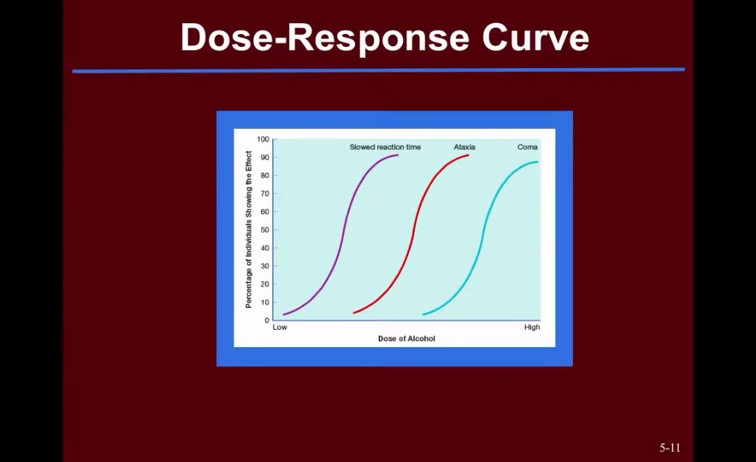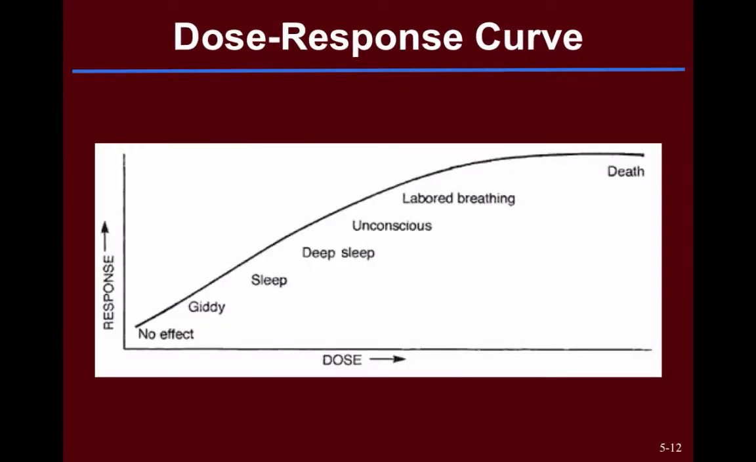And this is one that has multiple curves for multiple effects of the drug. So if we look at that again for alcohol, we've got increasing dose going across on the bottom, and then increasing response going up on the left side. So this would be for an individual person as we increase the dose of alcohol.